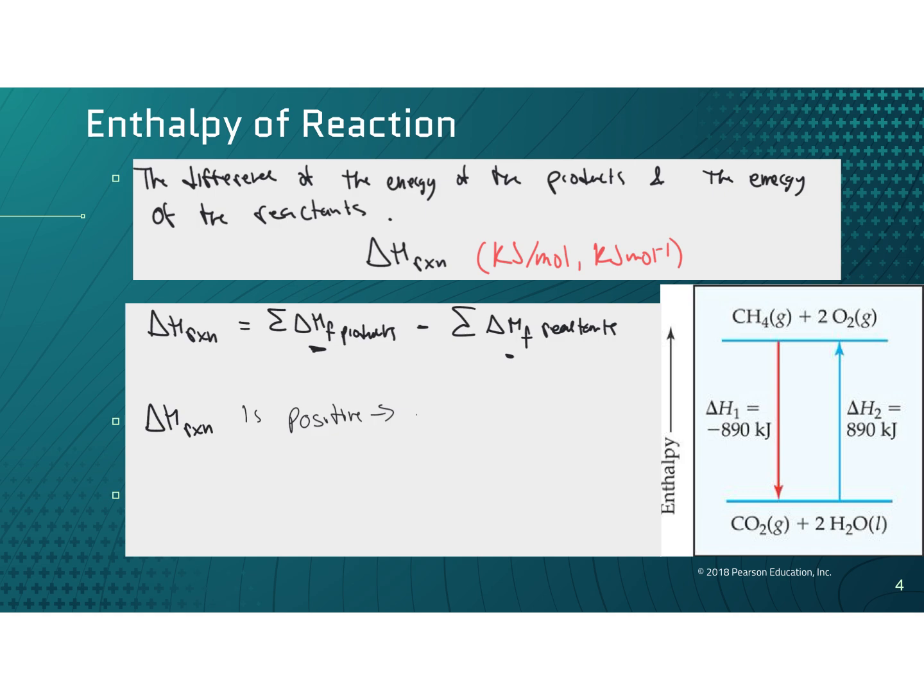And again, if delta H of the reaction is positive, therefore this is an endothermic reaction. So after I do this calculation, if I get a positive number, it's endothermic. If delta H of the reaction is negative, then this is an exothermic reaction.